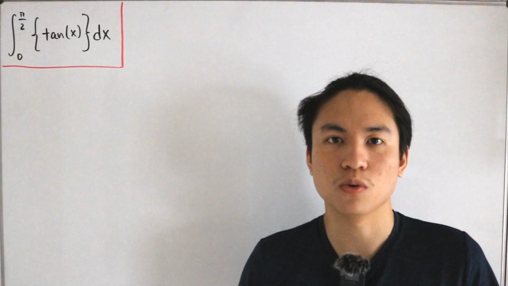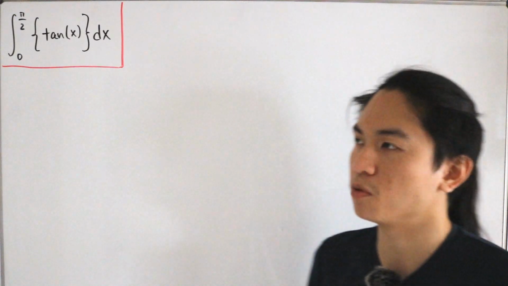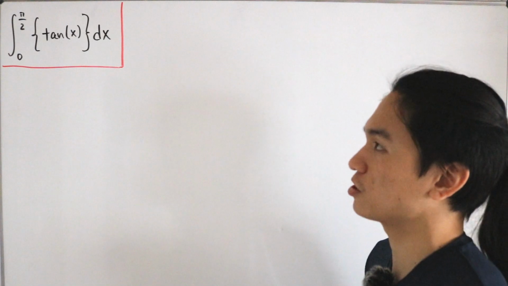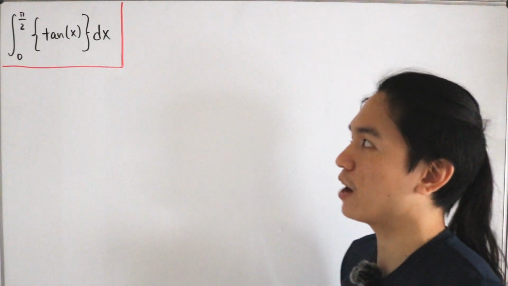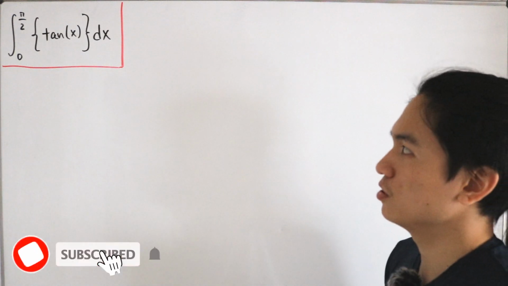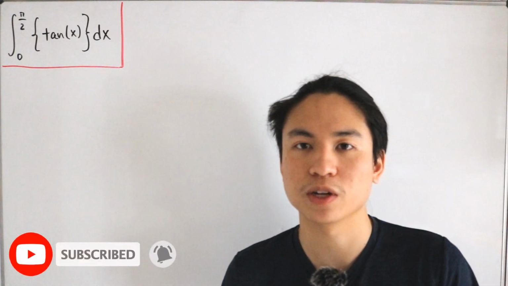Okay, so welcome to this Redux video. Today we'll be going back and tackling for a second time the definite integral, or trigonometric integral, of 0 to pi over 2 of the fractional part of tangent of x dx. So if you want to view the original video, the link will be in the description below.